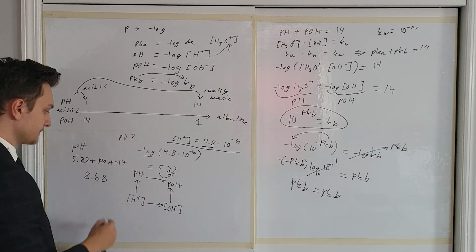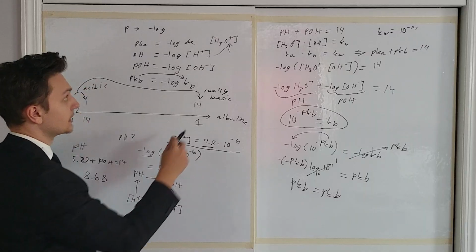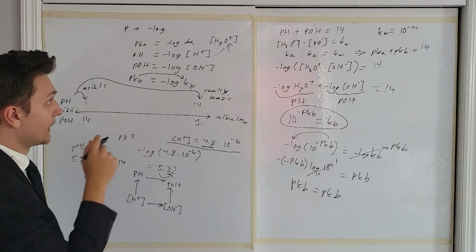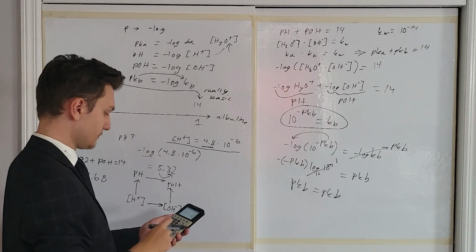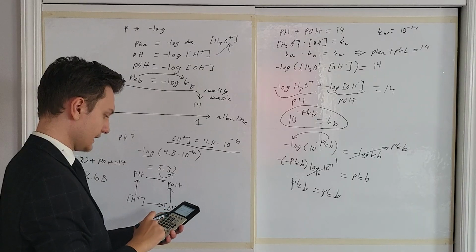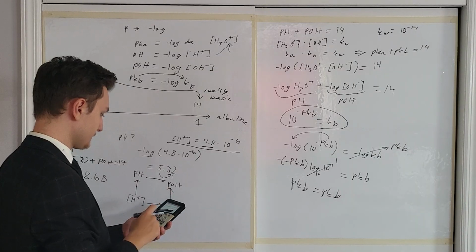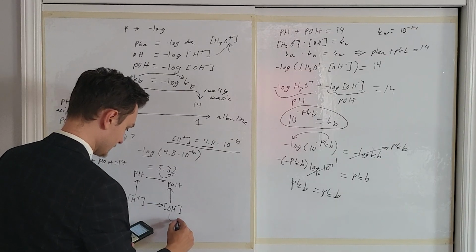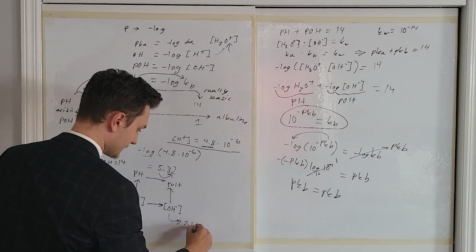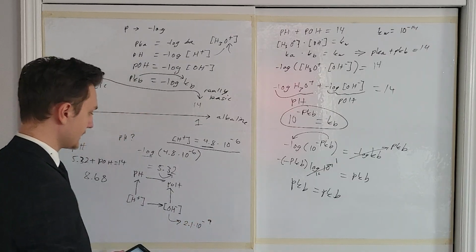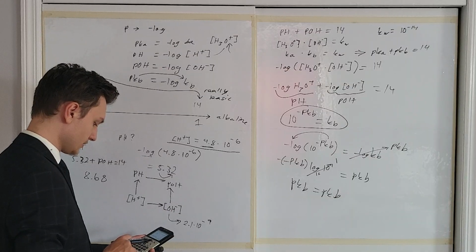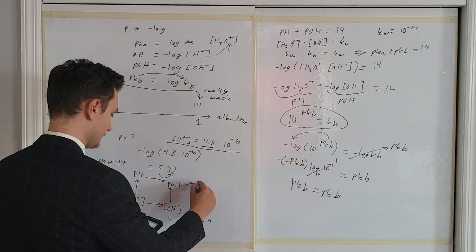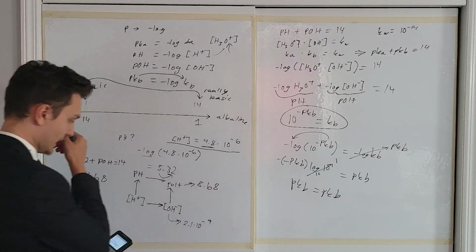In this other case, I would say that the concentration of H plus times the concentration of OH minus equals Kw. So I would divide Kw by the concentration of H plus. I would take 10 raised to the negative 14, and I would divide that by 4.8 times 10 to the negative 6. And I would get that my concentration of OH minus is 2.1 times 10 to the negative 9. And then I would take the negative log of that to go up to pOH. So I take the negative log, and I end up with 8.68, the exact same answer.